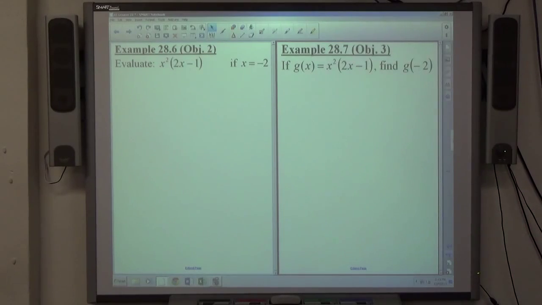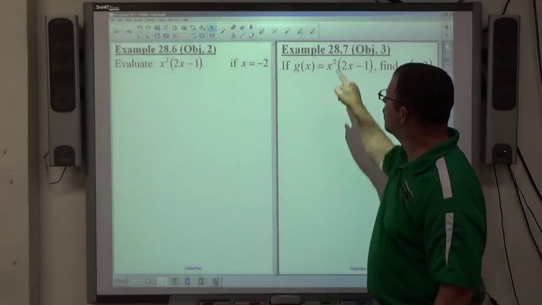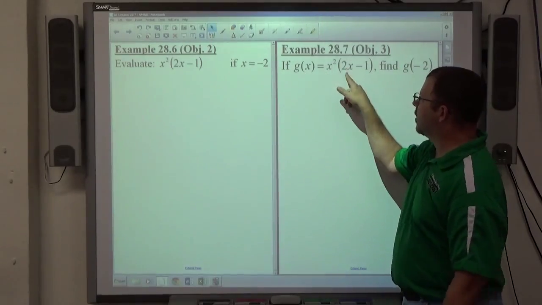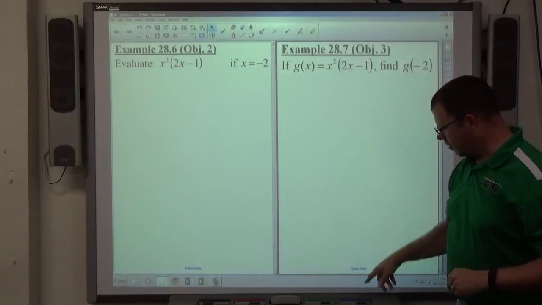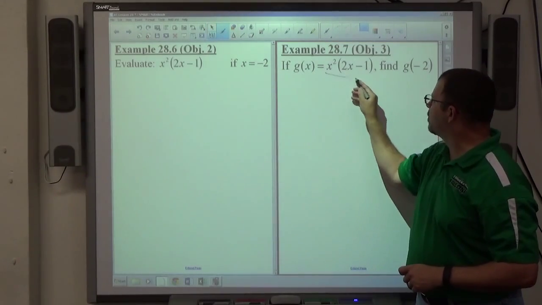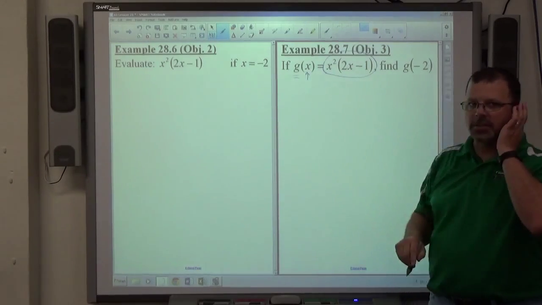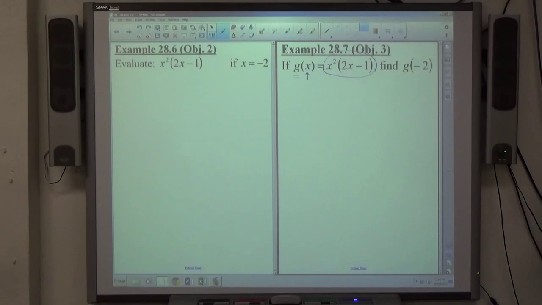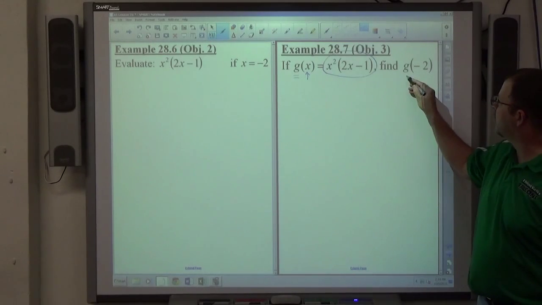All right, notice this one, x squared times 2x minus 1, evaluate if x equals negative 2. G of x equals x squared times 2x minus 1, the exact same expression. Find g of negative 2. So again, all they're doing in this function notation is naming this expression g, and the expression's about x. So g of x equals that expression. Find g of negative 2.